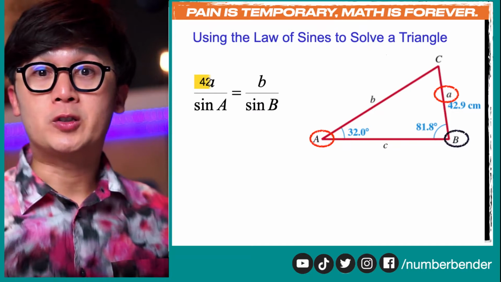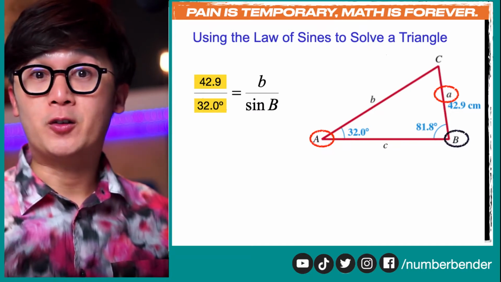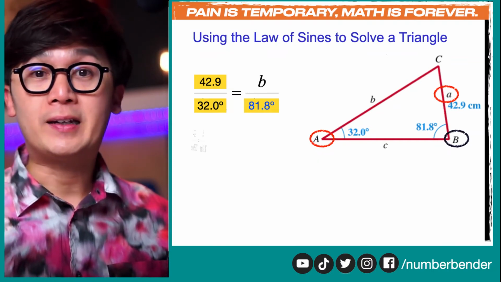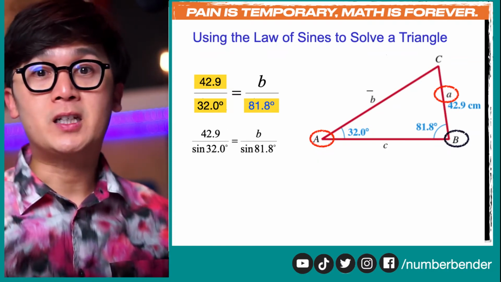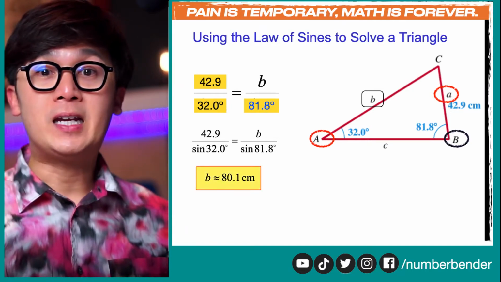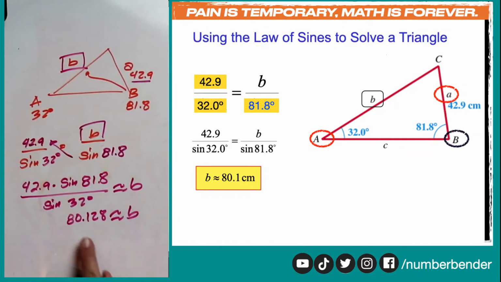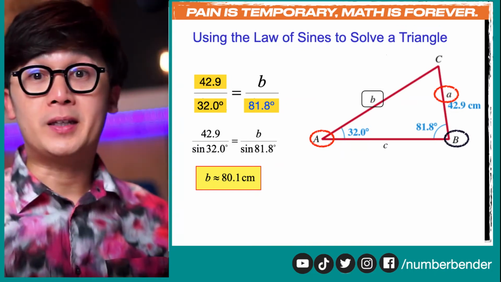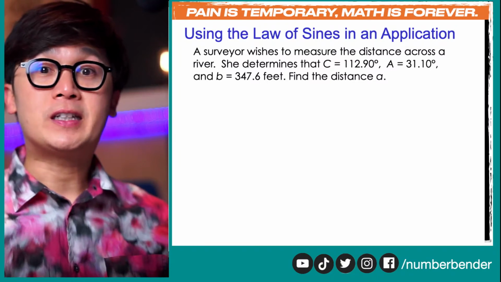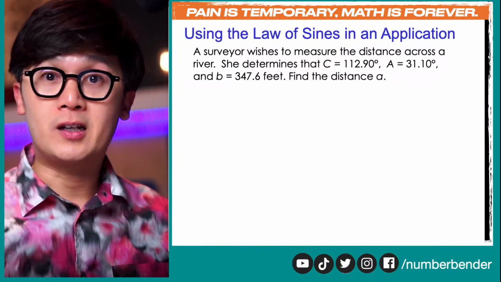So now that we're able to replace the value of a, sine A or sine 32 degrees, and sine B or sine 81.8 degrees, by cross multiplication we're able to find the value of b, which in this case is 80.1 centimeters if we round to the nearest tenth. So 80.128 is simply 80.1 rounded to the nearest tenth for our side b. Now that we know how to use the law of sines, let's proceed to working out word problems involving the law of sines.